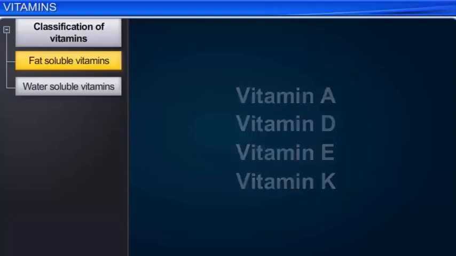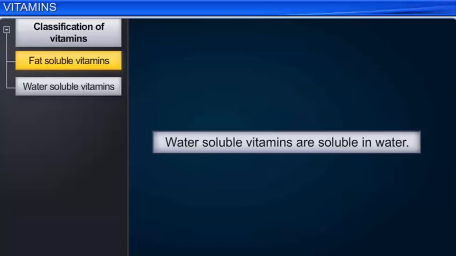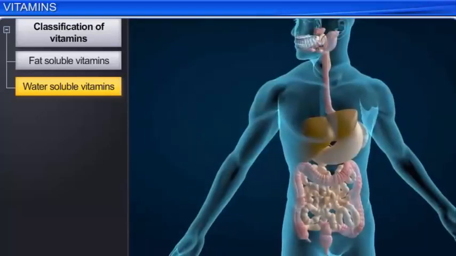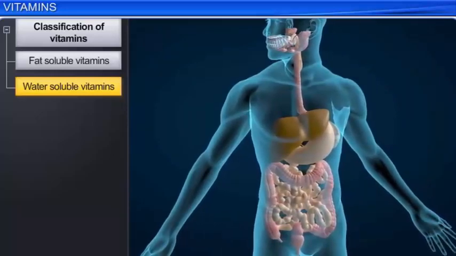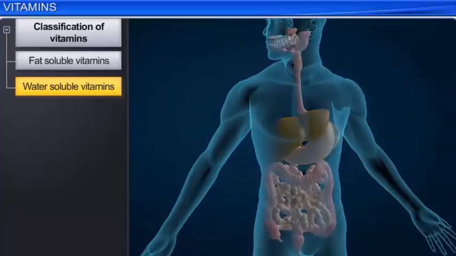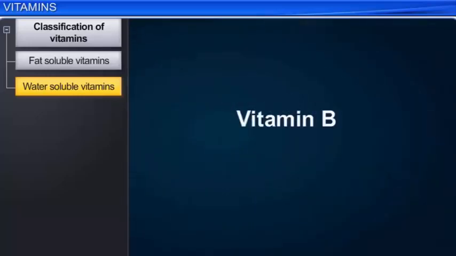On the other hand, water-soluble vitamins are soluble in water. They are readily excreted and therefore cannot be stored or accumulated in the body. They must be a regular part of your diet. B group vitamins and vitamin C are water-soluble vitamins.